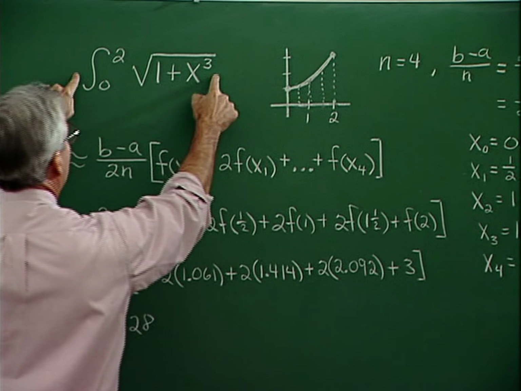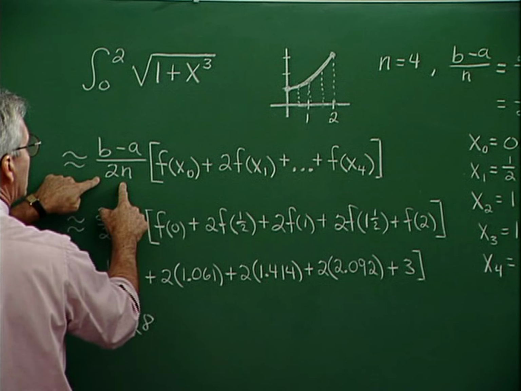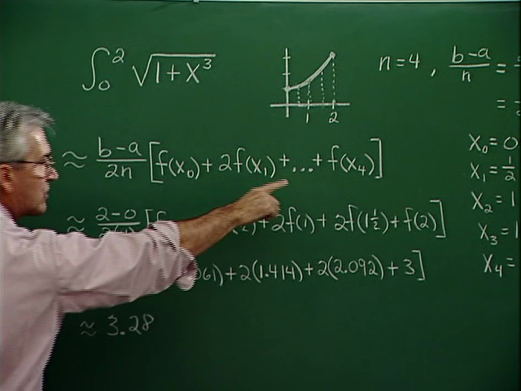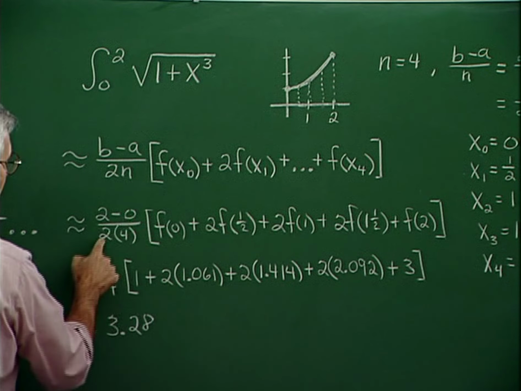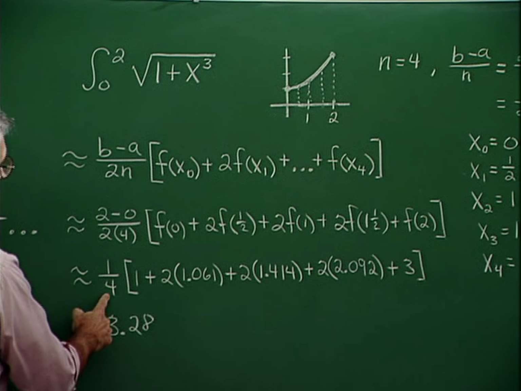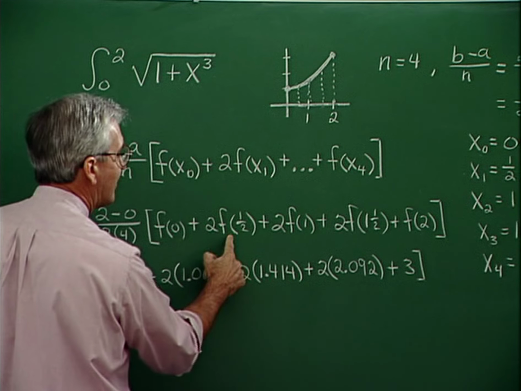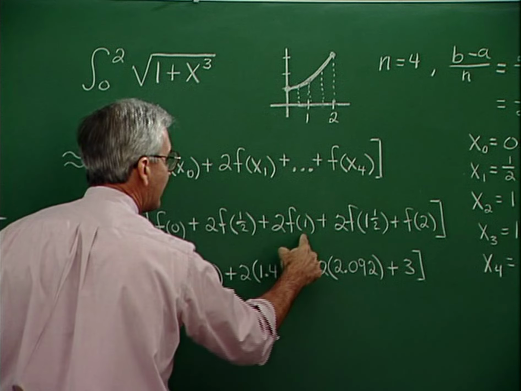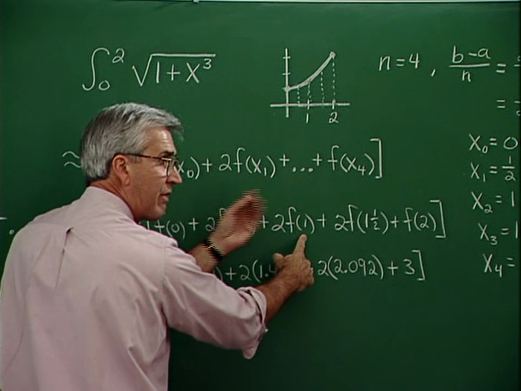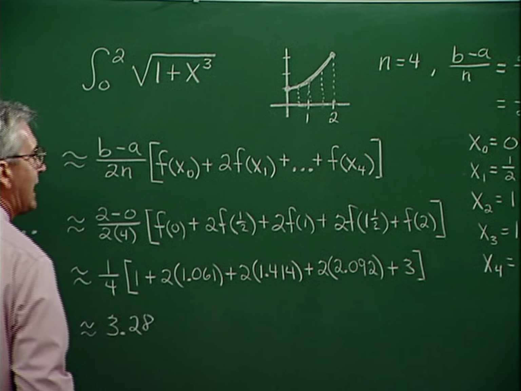So this definite integral is approximated by b minus a over 2n times this. All right, here's what we had before. And notice that we're only going up to x subscript 4. So it's 2 minus 0 over 2 times 4. That becomes 1/4. All right, now f of 0 plus 2 times f of 1/2 plus 2 times f of 1. You see, these are just those little x values that we calculated just a little bit ago.